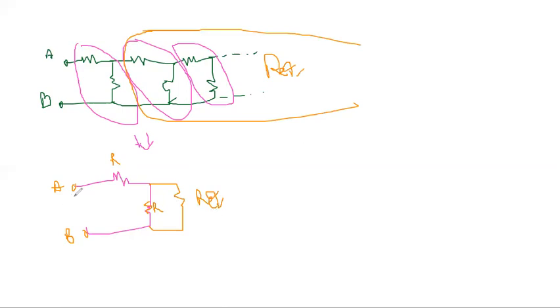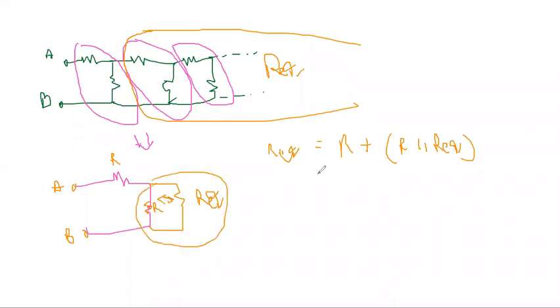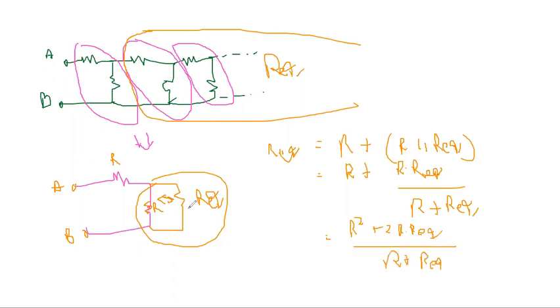Now in this, again, what will be R equivalent? The resistance between these two, R equivalent, will be equal to this one parallel, and both are in series with this. So we can write R plus R parallel R EQ. See, this R and this REQ are parallel, right? And the whole of this is in series with this R, right? So this is R plus R into R equivalent divided by R plus R equivalent, right? And finally what you get is R square plus 2R into R equivalent by R plus R equivalent, and this is equal to R equivalent.